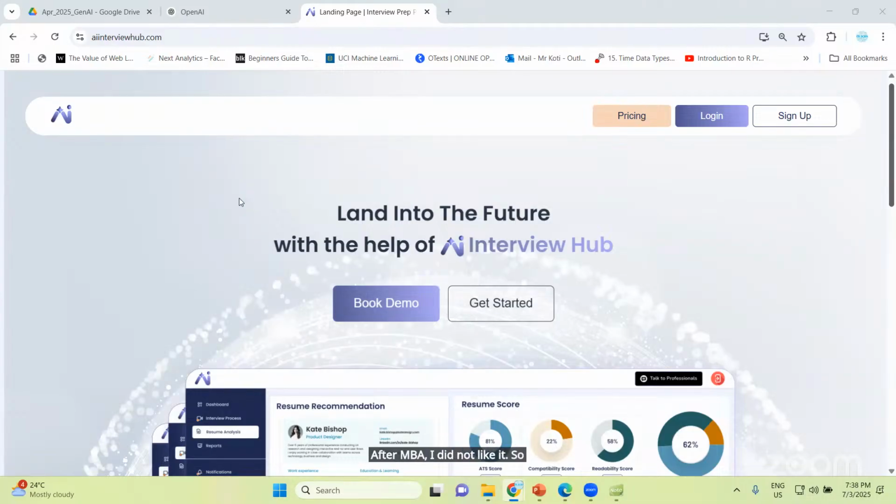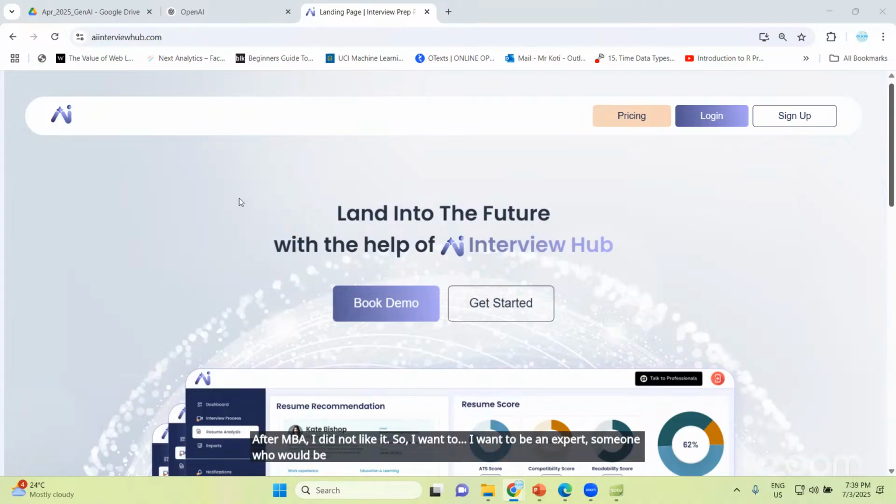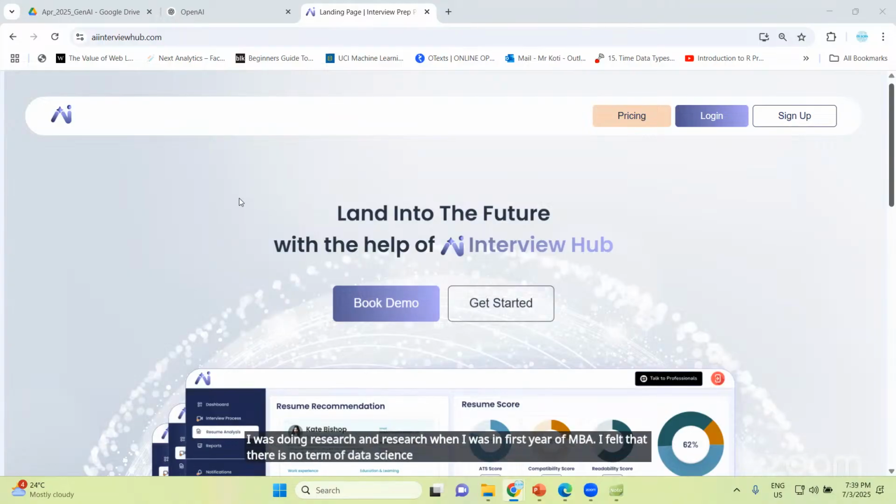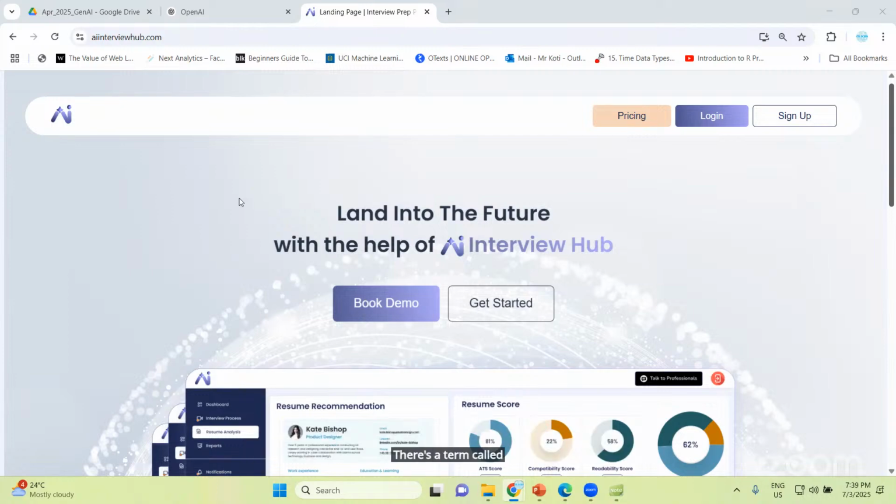So I wanted to be an expert, someone who would be good at management and technology and manage business. I was doing research in the first year of MBA. I felt that there was no term of data science, no term of AI, no term of machine learning, nothing. There was only a term called analytics. When I passed out of college, I did not get a job in campus. Fortunately, as a fresher, I got a job immediately off campus.